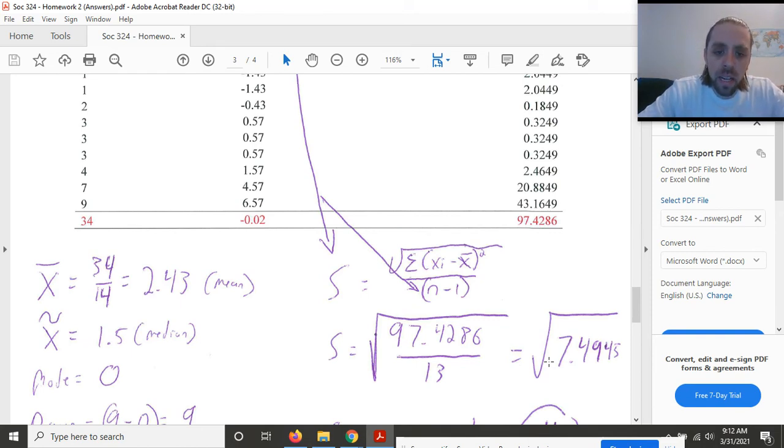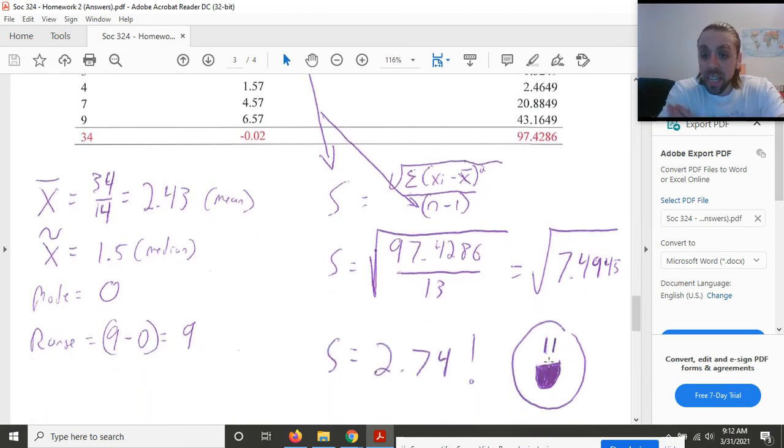Notice what I've written here is the formula S, that's sample standard deviation, equals the square root of the summation of xi minus x bar squared over n minus 1. Why n minus 1? It's a sample. I had to correct for the sample estimate. So n minus 1, 14 minus 1 equals 13. So what I have here is the square root of 97.4286 over 13. And that reduces to the square root of 7.4945.